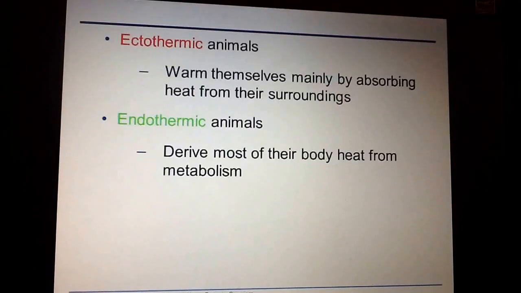Now, there are two different types of animals. There are ectothermic animals, which get their heat, and their body temperature is dependent upon the outside or environmental temperature. So ectothermic animals are only able to control their body temperature by their surroundings. Whereas endothermic animals, such as humans and bears, are able to generate our own body heat using our cellular metabolism. So we're able to control our own body temperature, not by using tricks from the outside environment, but rather by controlling what's going on within our own selves.